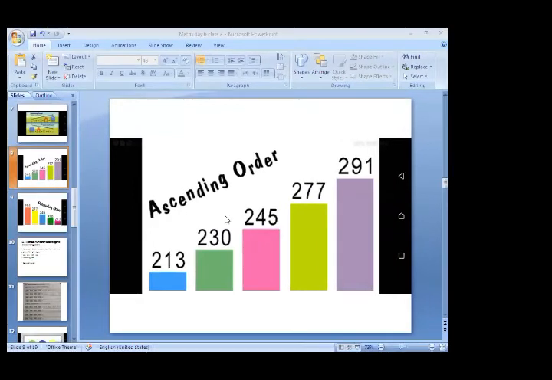So we are going to learn how to arrange numbers in ascending order. In ascending order, we start from the smallest number. Here the numbers are 213, then 230, then 245, then 277, and we end with the biggest number, that is 291.